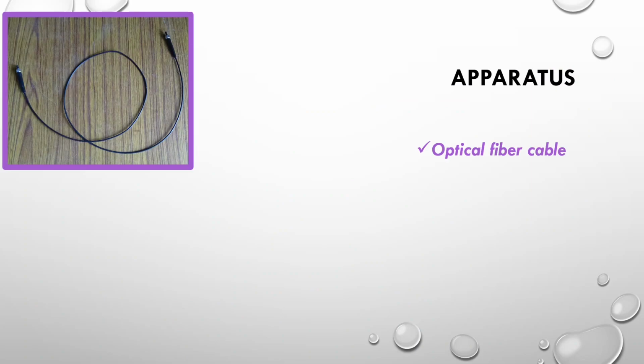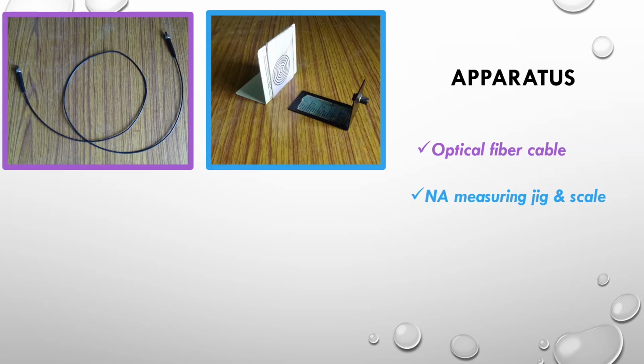The apparatus required are an optical fiber. Here it is 1 meter in length. Numerical aperture measuring jig. This is the jig, which has concentric circles with 5 mm diameter for the first interior circle, 10 mm diameter for the next circle, 15 mm and 20 mm for the third and fourth consecutive circles from the center. That means each circle varies by 5 mm.